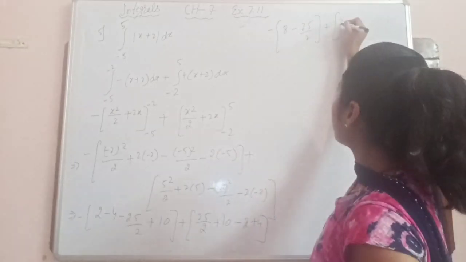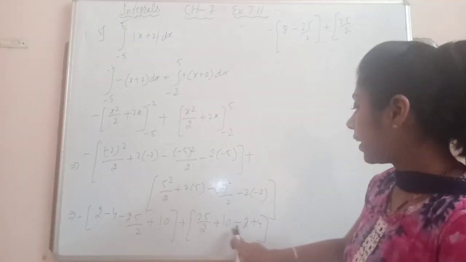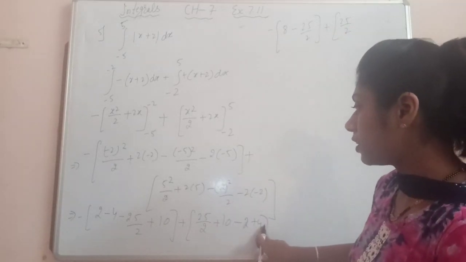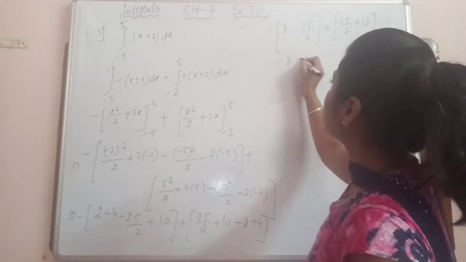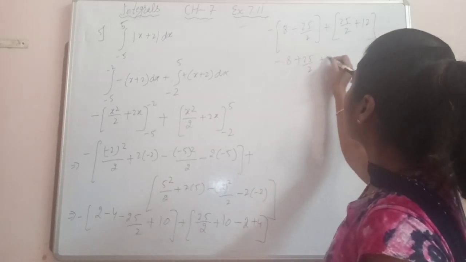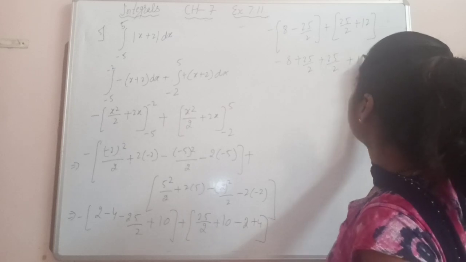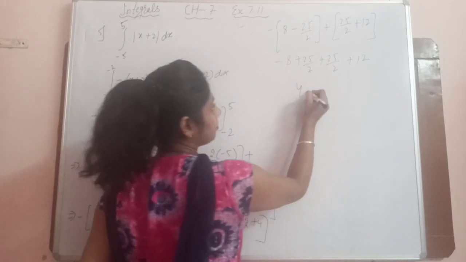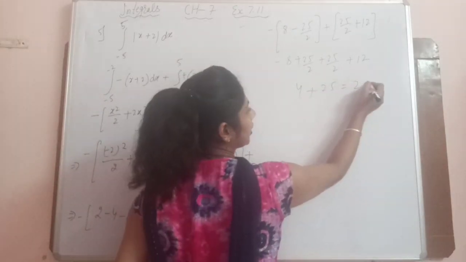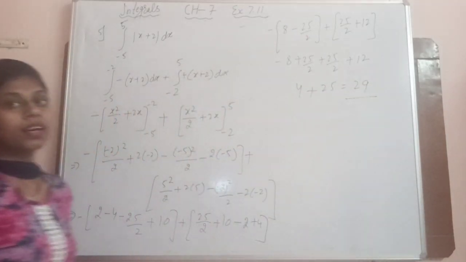Similarly here, 25 by 2, 10 minus 2, 8, 8 plus 4, 12. Minus 8 plus 25 by 2 plus 25 by 2 plus 12. Minus 8 plus 12, 4, 25, so we will get 29 as the answer.